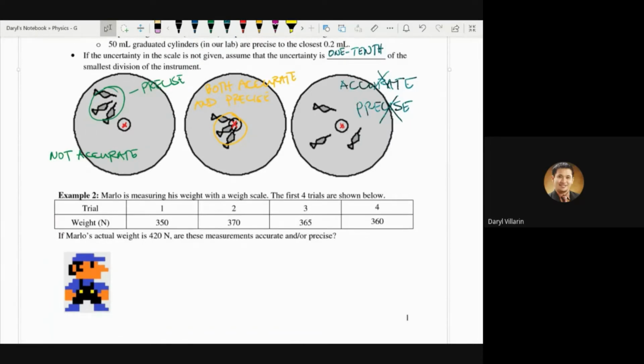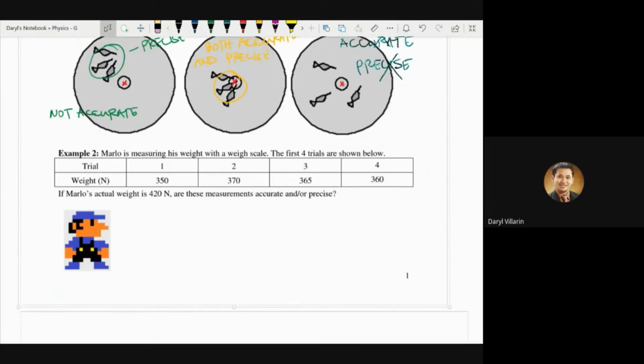So let's take example number two here. Marlo is measuring his weight with a weight scale. The first four trials are shown below. So first trial is 350, 370, 365, and 360. So the question is, if Marlo's actual weight is 420 newtons, what are these measurements? Accurate or precise? So this one here, you would take as your accepted value. So all of the trials given are your measurements.